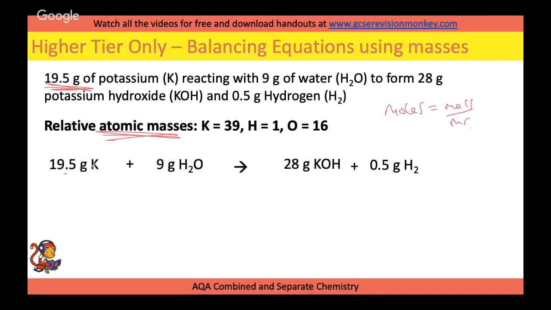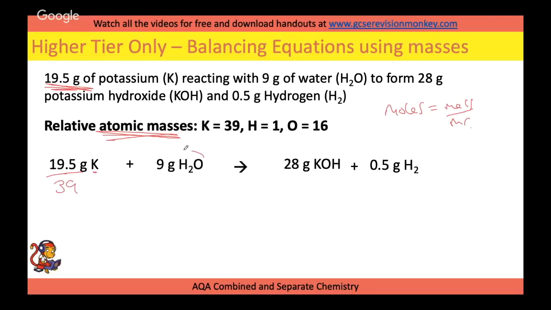19.5 is the mass. I've just written it out again here. If you take the question and write it out as an equation, it will help you. So then we divide by the relative atomic mass. So for just K, it will just be 39 because there's only one thing.